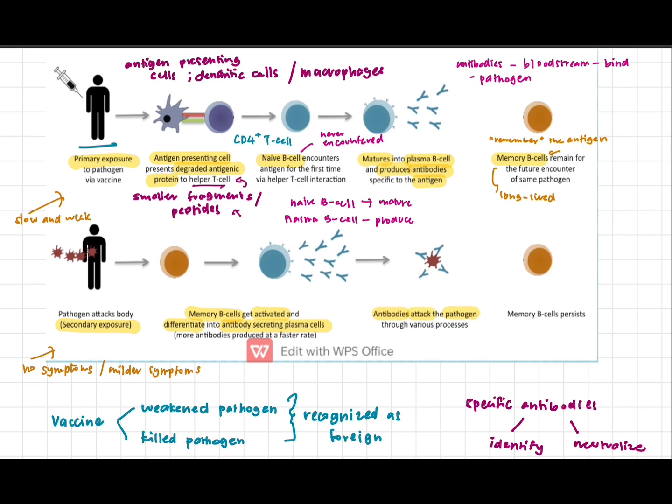Antibodies attack pathogens through various processes. One is opsonization. Opsonization involves the binding of antibodies to the pathogen surface, which enhances its identification and elimination by phagocytes.